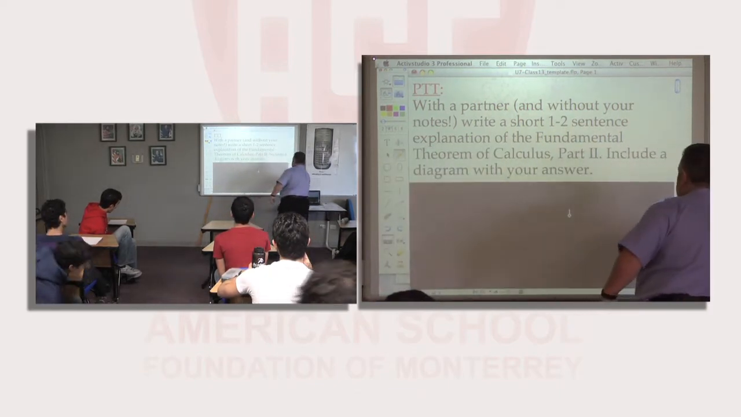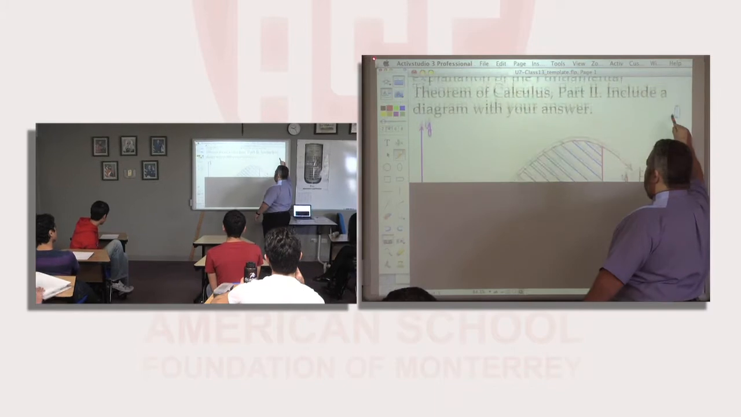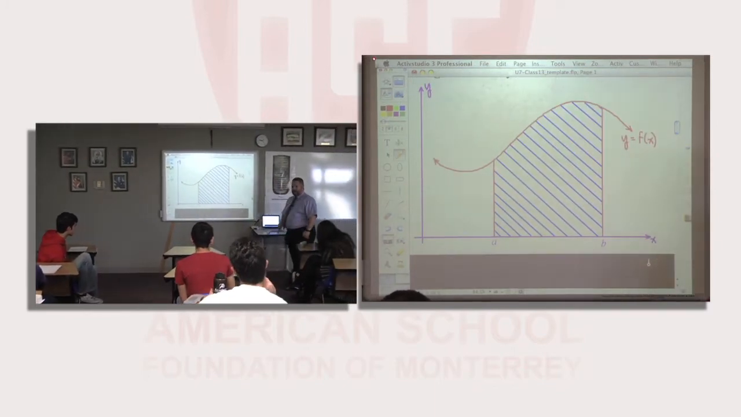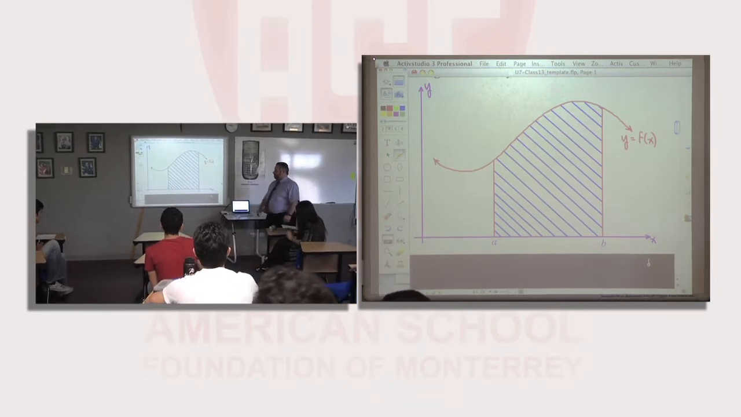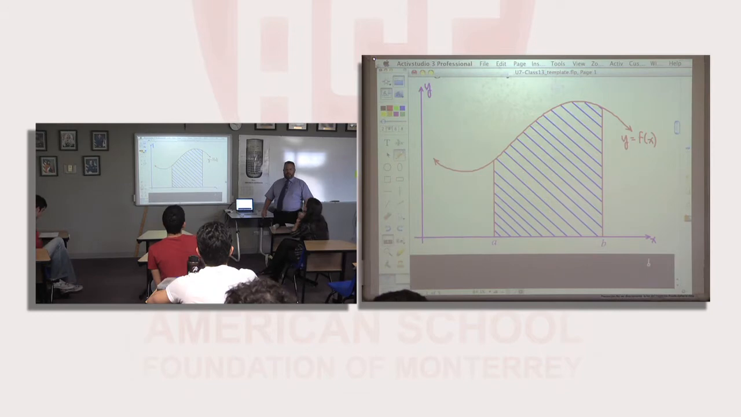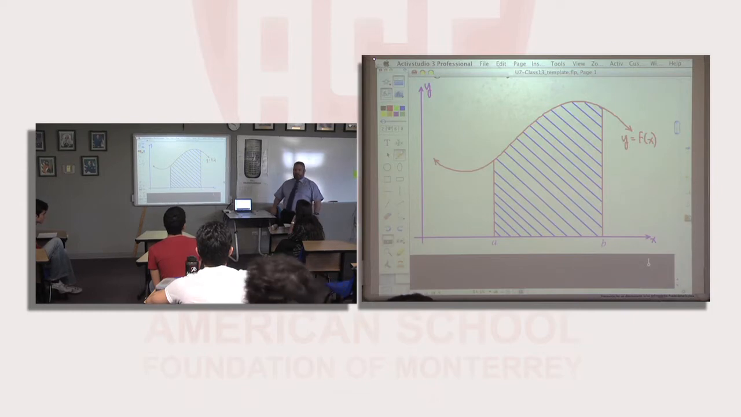Pretty well everybody got this. We should hopefully be looking at a diagram that looks something like that. Okay? The blue shaded area, how do we represent that? That would be the integral from a to b of f of x dx.